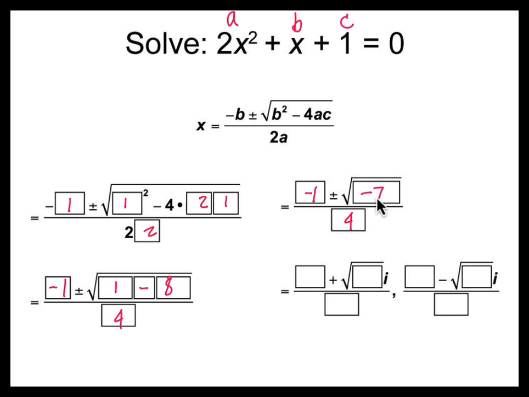The square root of a negative number results in a complex number, and from that we can find the roots. So we get negative 1 plus the square root of 7i, where i is the square root of negative 1, divided by 4. And the other root is negative 1 minus the square root of 7i over 4. So for this quadratic equation, the roots are complex numbers written in this form.